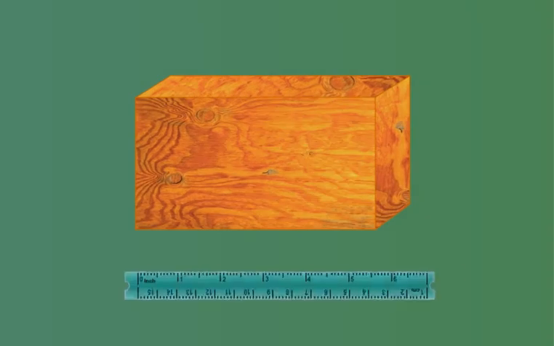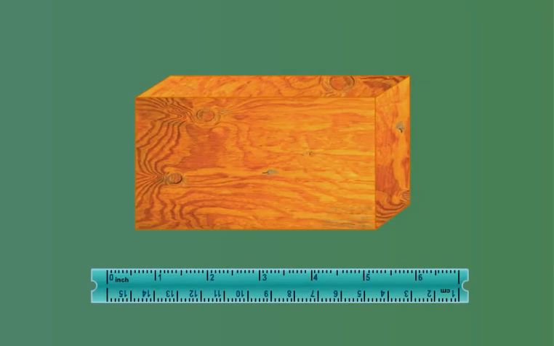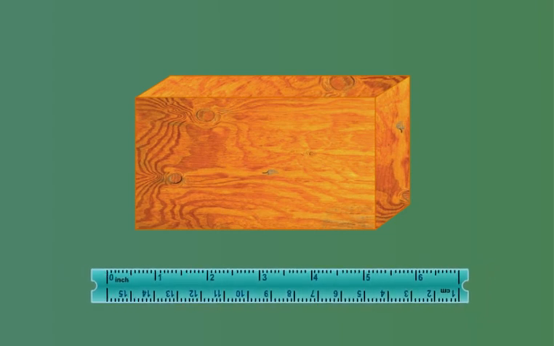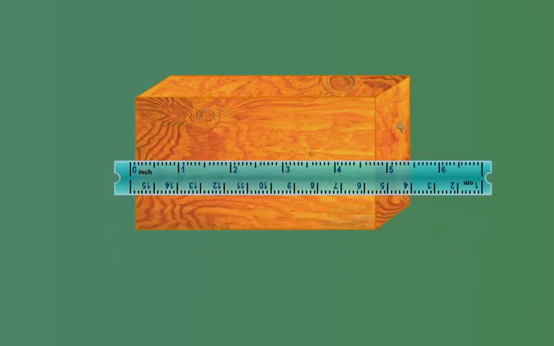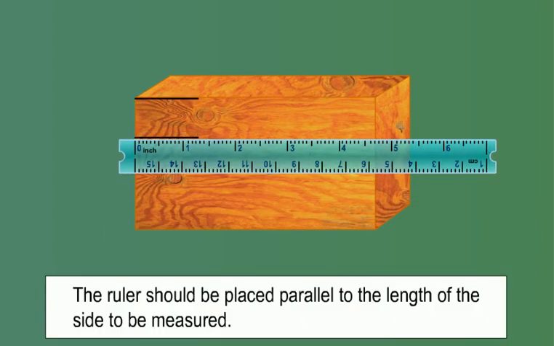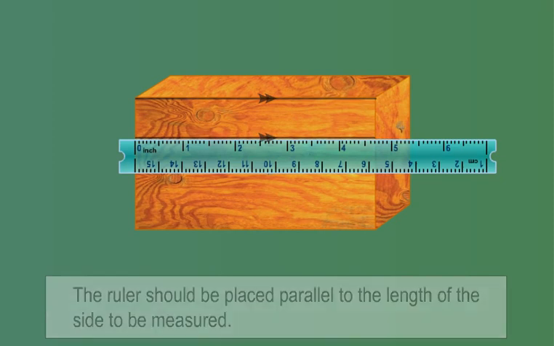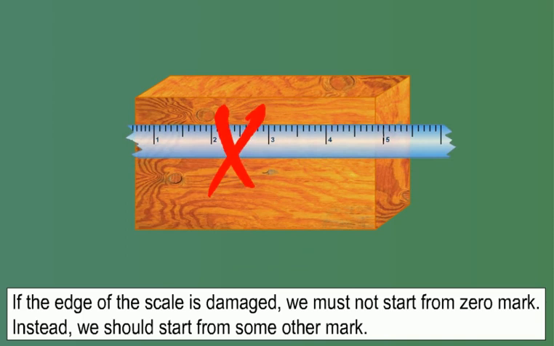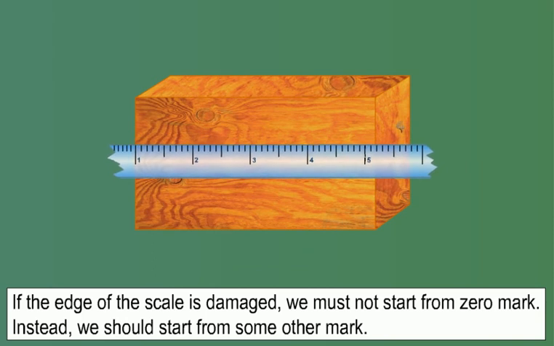While measuring the length of an object by using a scale, we should be very careful. When we have to measure the length of a rectangular wooden block with a ruler, the following points should be taken into consideration. The ruler should be placed parallel to the length of the side to be measured as in the given figure. If the edge of the scale is damaged, we must not start from the 0 mark. Instead, we should start from some other mark.